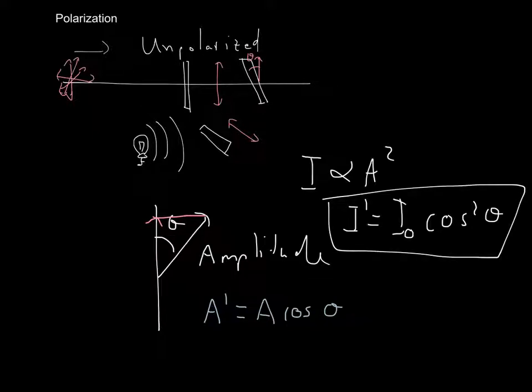And this is known as Malus's law. And it tells us how the intensity changes when light that's already polarized goes through a second polarizer.